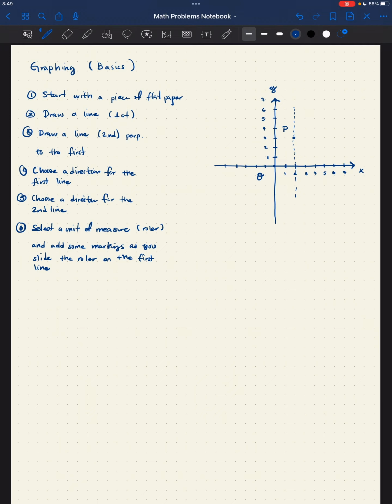Then I'm going to do the same for the line that we call Y. I'm going to drop a line that passes through P that is perpendicular to Y. There we go. Now, what I'm going to do is to record the numbers that I touch, the labels on the X line and on the Y line, that we also usually call the Y axis and the X axis. These are just names for those lines.